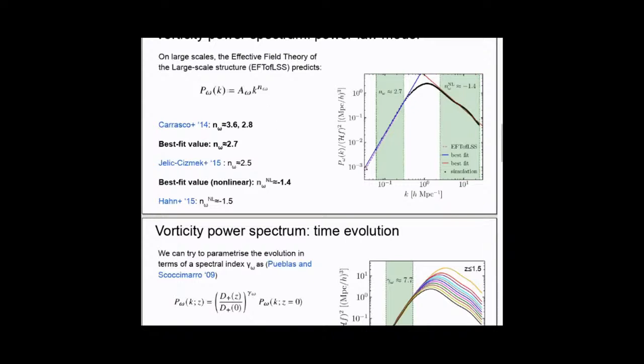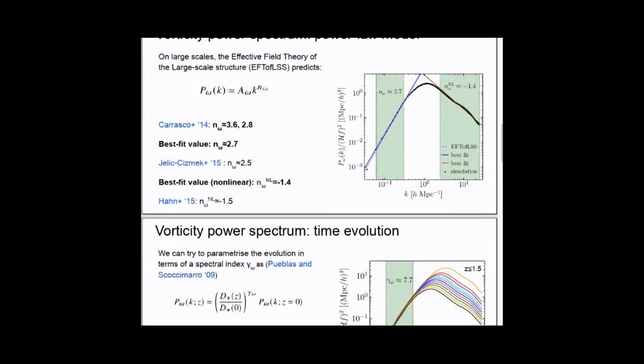So we can try to fit a straight line in this plot. We take this green region and try to find a best fit. We can find a value for this index n omega, and this is the value we found here, which is roughly compatible with previous results in the literature.